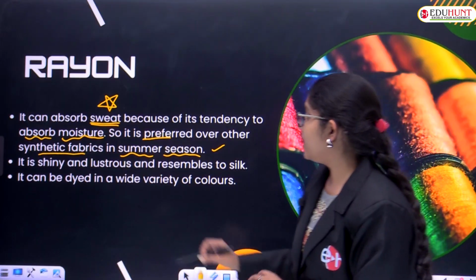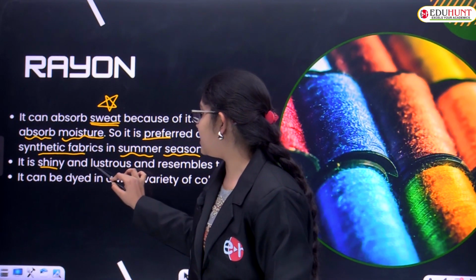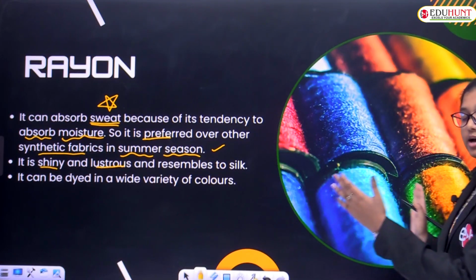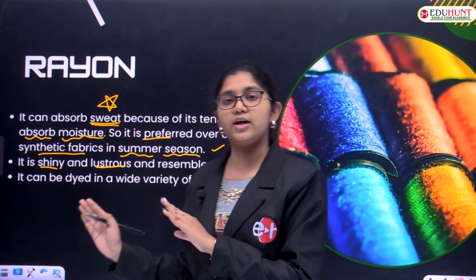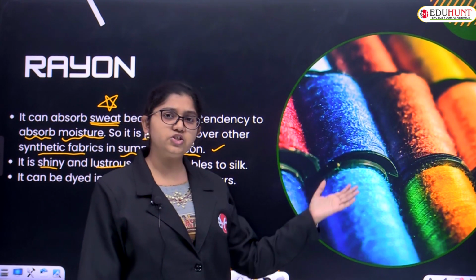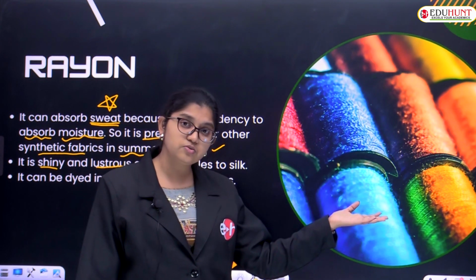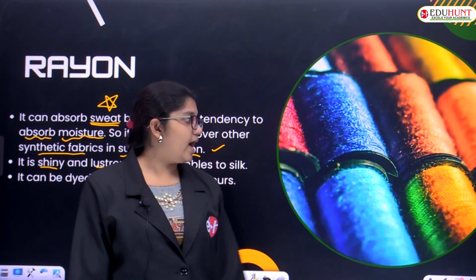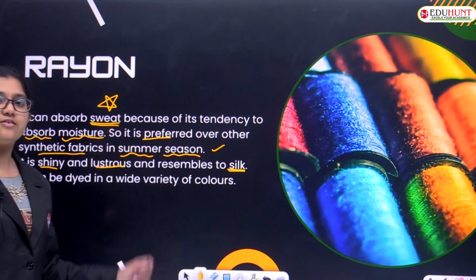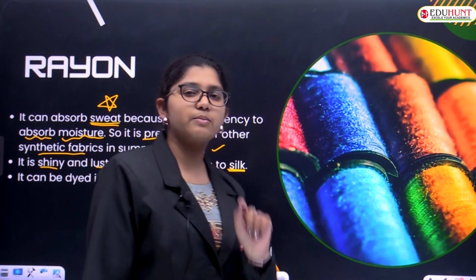We'll see what that is. It is shiny and lustrous. It is very beautiful in appearance also, because the appearance is almost similar to that of silk. The fabrics are very shiny. Lustrous means a shiny appearance. It resembles silk. Almost like silk only.